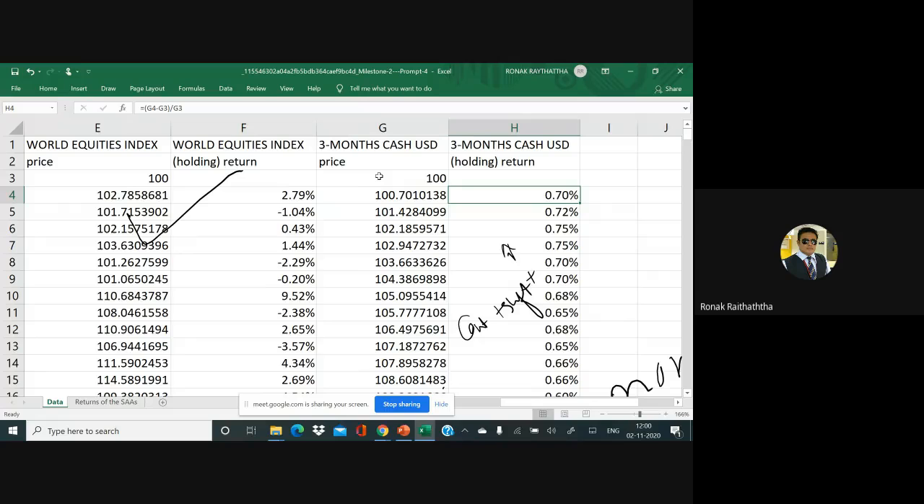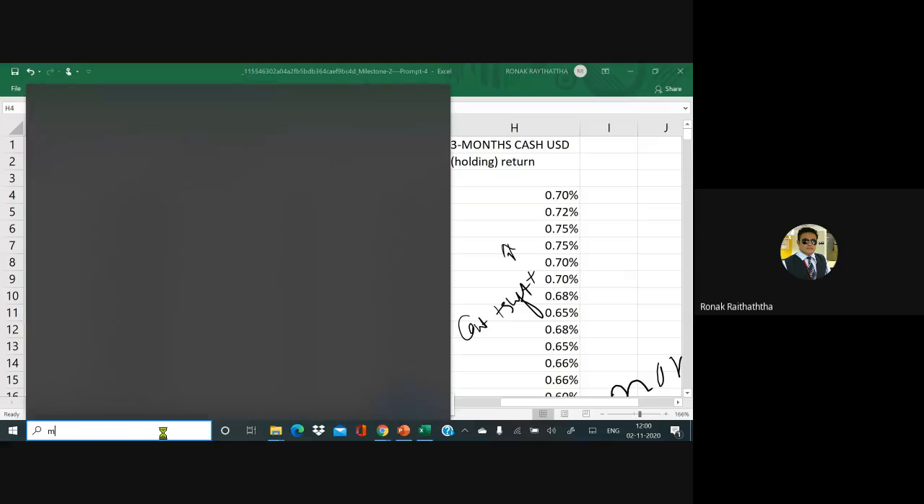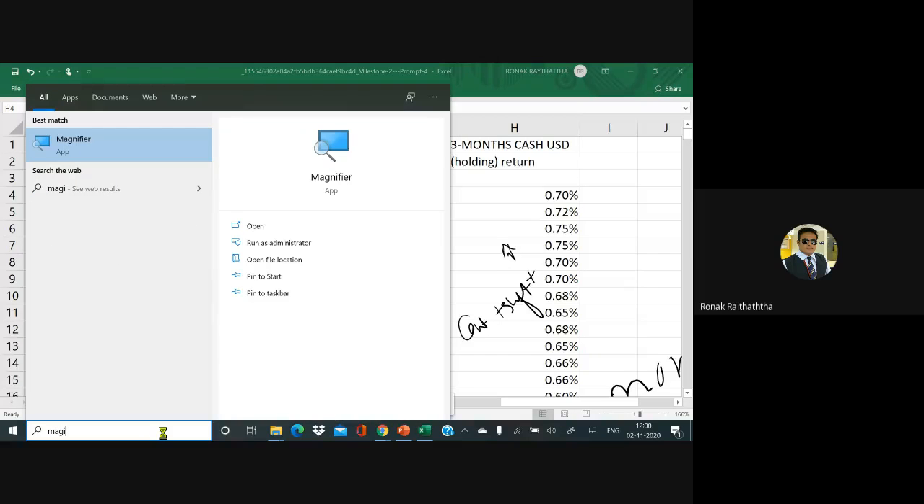Or another way you have is, everyone please go through there. Let me use the magnifier so that you get the minute details.